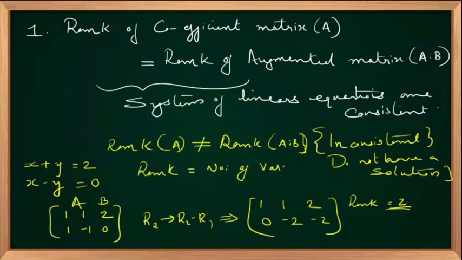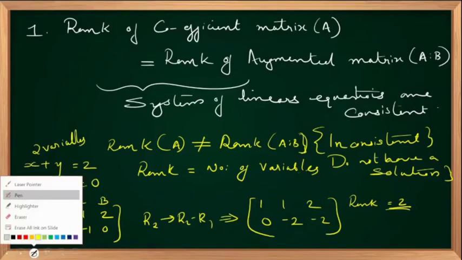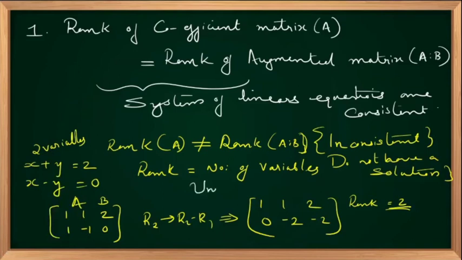What is the number of variables here? The number of variables is actually 2. 2 variables are there, right? If the rank is equal to the number of variables, then the solution will be unique.